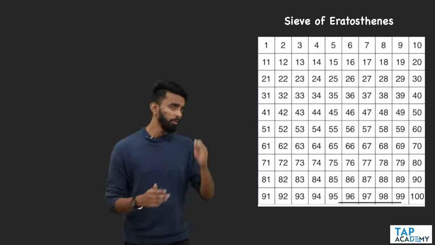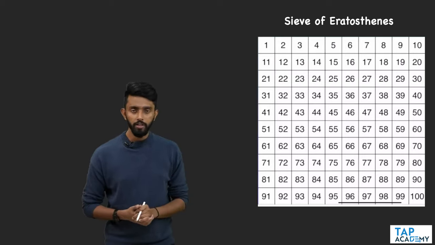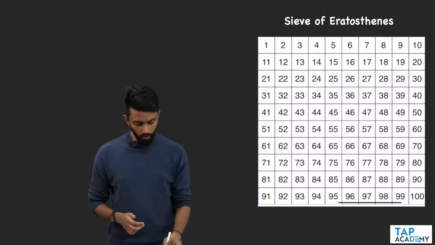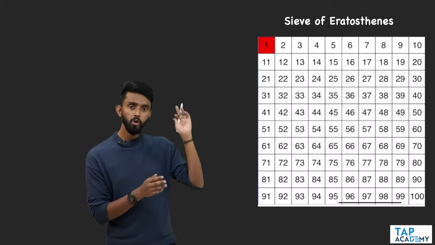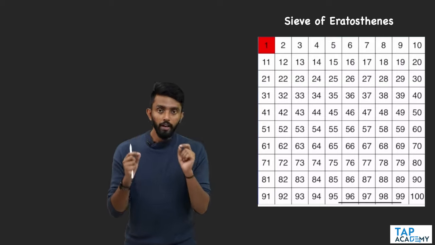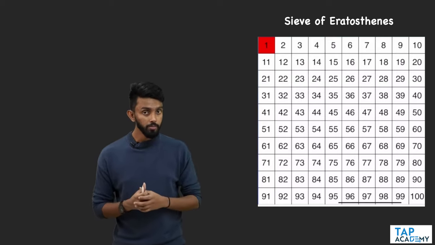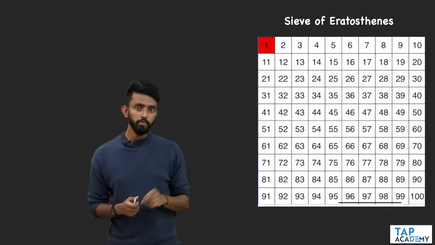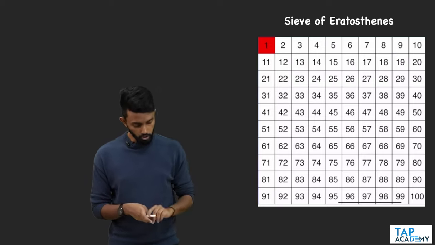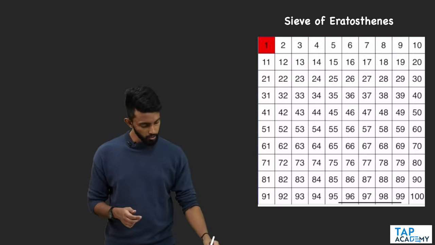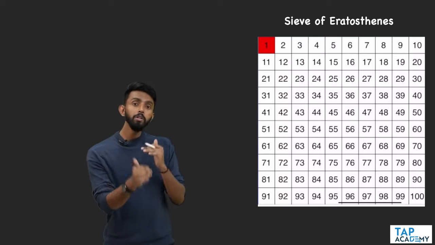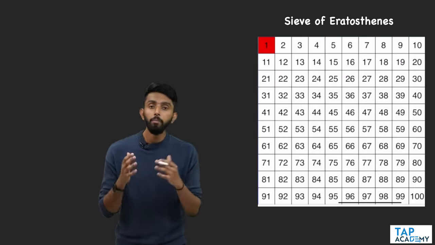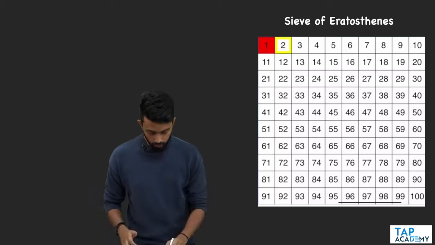Now, I want to find all the prime numbers till 100, guys. Obviously, all of you by now know that 1 is not even a prime number, nor is it a composite number, so I'm ignoring it. Now, what this algorithm says is, hey, listen, start with the first prime number, which is 2, and mark all the multiples of 2. I hope you're able to think.